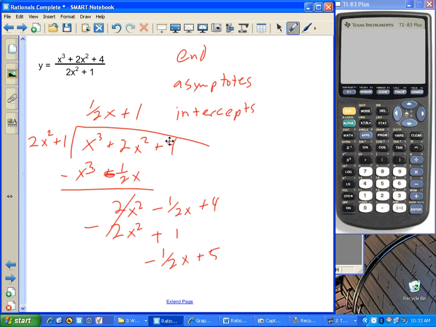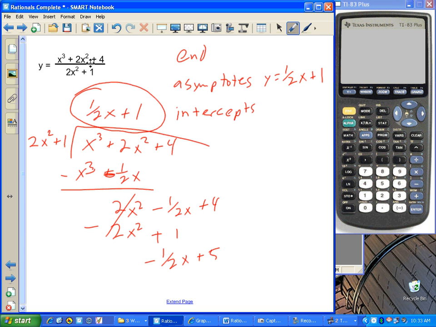So, since our asymptotes are only what's happening as x gets very large, the remainder doesn't matter, because the remainder is going to become 0 as we get closer and closer to a large x value. So this is the equation of my slant asymptote. So y equals 1/2 x plus 1. So I'm going to graph that as a slanted line, and that's what my graph's going to approach as I go towards the right and towards the left.